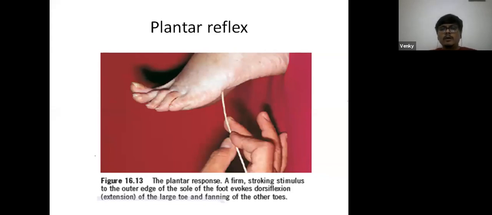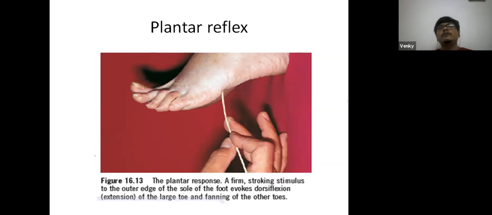So how do you do the plantar reflex? A firm stroking stimulus to the outer edge of the sole of the foot evokes dorsiflexion of the large toe and fanning of the other toes. Once you get this response, you have to stop. Some people will keep stroking even after they get the response, and end up at the ball of the great toe. If you do it like this, that is the wrong technique. Once you get the response, you have to stop the stimulus.